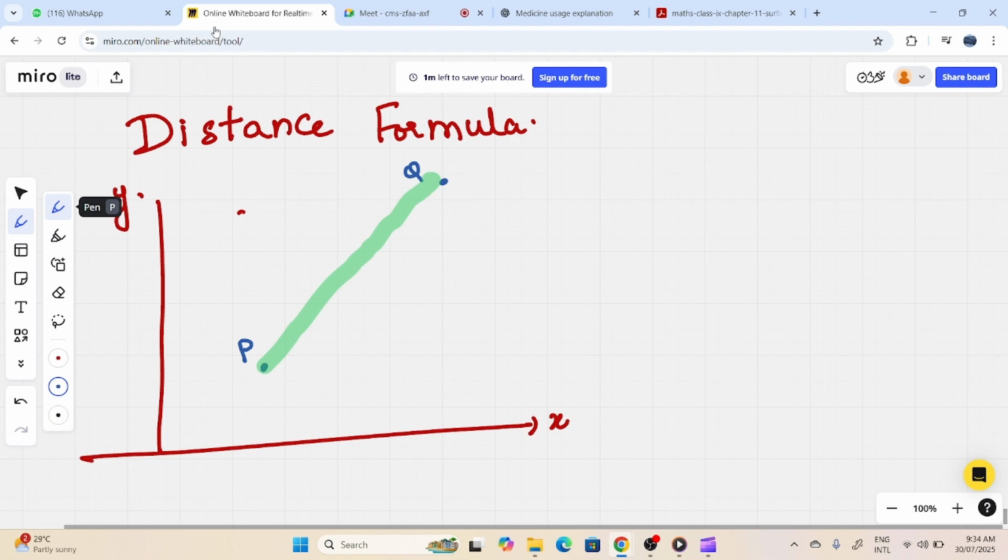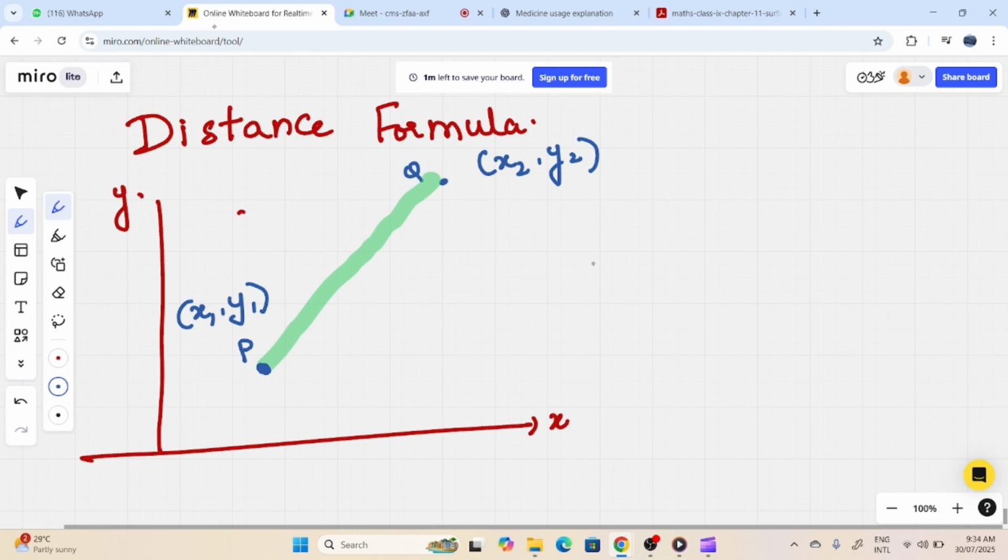Okay, this is PQ. So now my question is to find the distance between P and Q. What is the distance between P and Q? So for you to understand, P is a point here. What is the coordinate of P? x1, comma y1. What is the coordinate of Q? x2 comma y2. Is it clear?